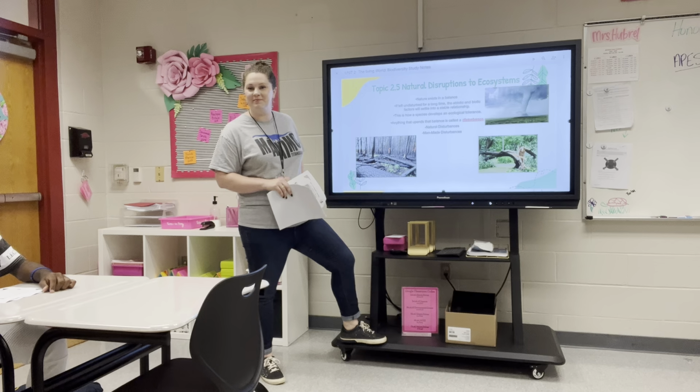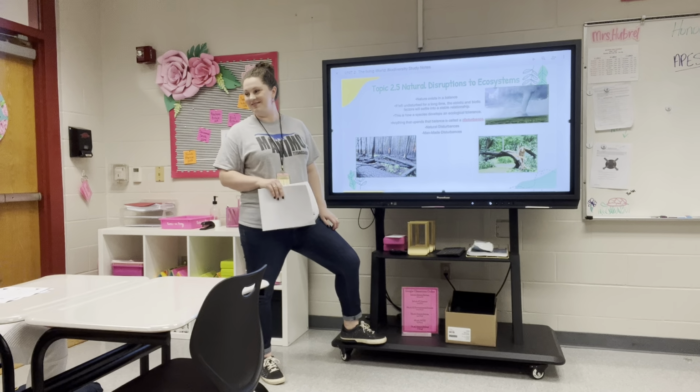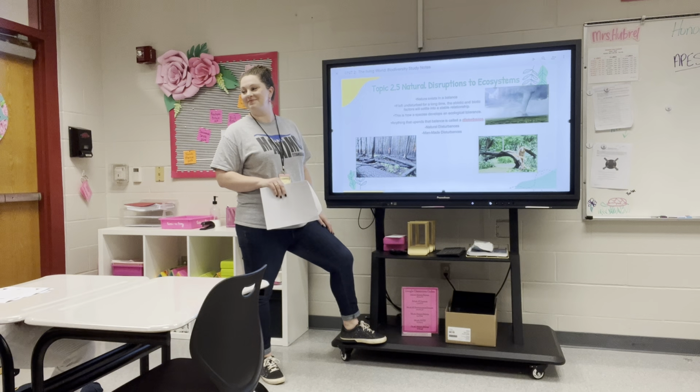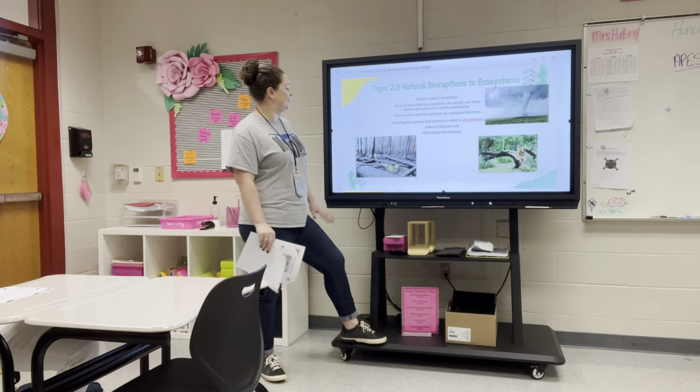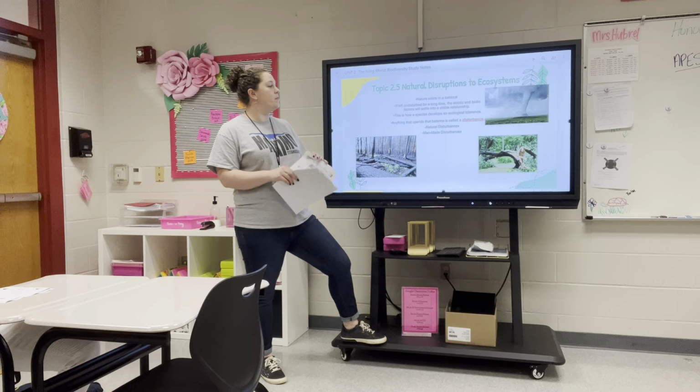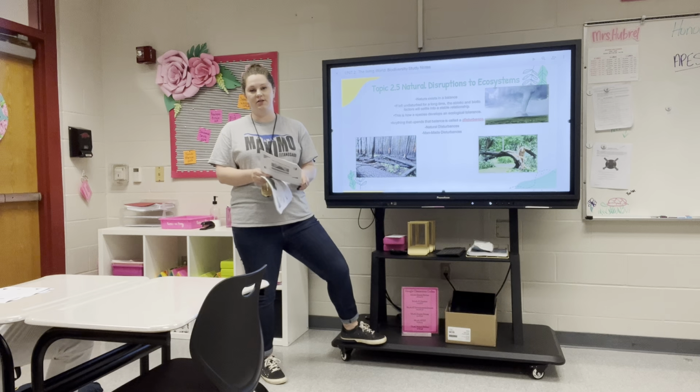But wouldn't all the resources be destroyed in a forest fire? I'd rather have all my resources be destroyed and get new ones than be flung somewhere I don't belong. That's what happens. If they're flung, they're dead. Okay. But basically, most natural disruptions, they will come and find a happy balance again.